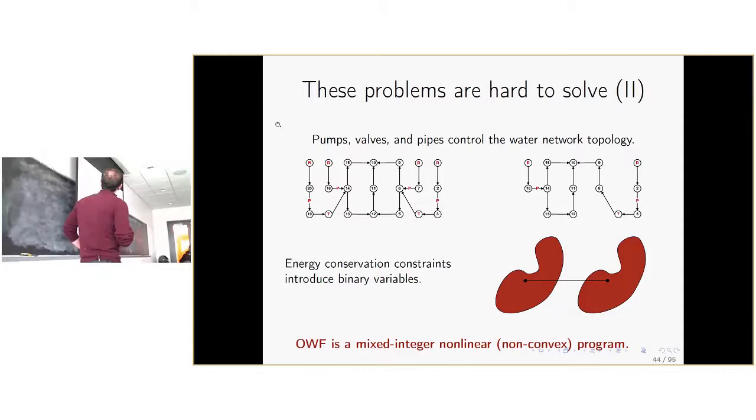Consider this water network on the left side. Let's assume that this pump is off, and there is a valve here and a tank here, and there is no flow between this node and node 14. So basically the network topology will change. To model these systems, we need to introduce some boundary values. So in summary, the optimal water flow problem is a mixed integer non-convex program on a network.